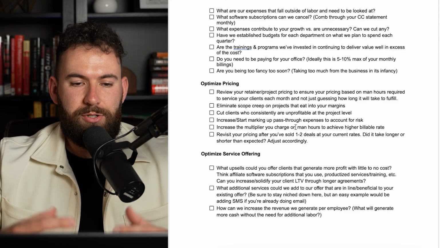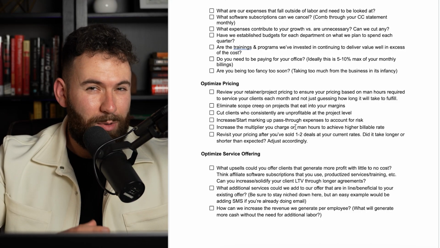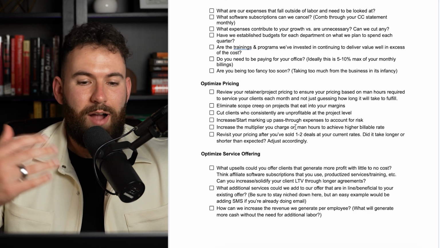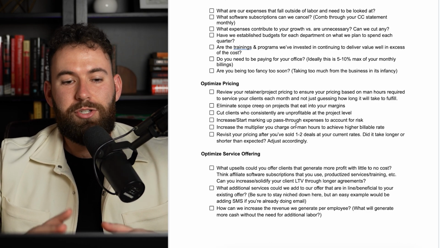The next piece that we want to look at is reviewing our expenditures. So what are expenses that fall outside of our labor that need to be looked at? Your operating expenses. What software subscriptions can I cancel? Good practice, go through this once a month and be able to see, hey, we actually use these softwares or we don't. I don't even want to know how much money I've wasted over the years on software subscriptions I haven't even logged into, probably tens of thousands of dollars.